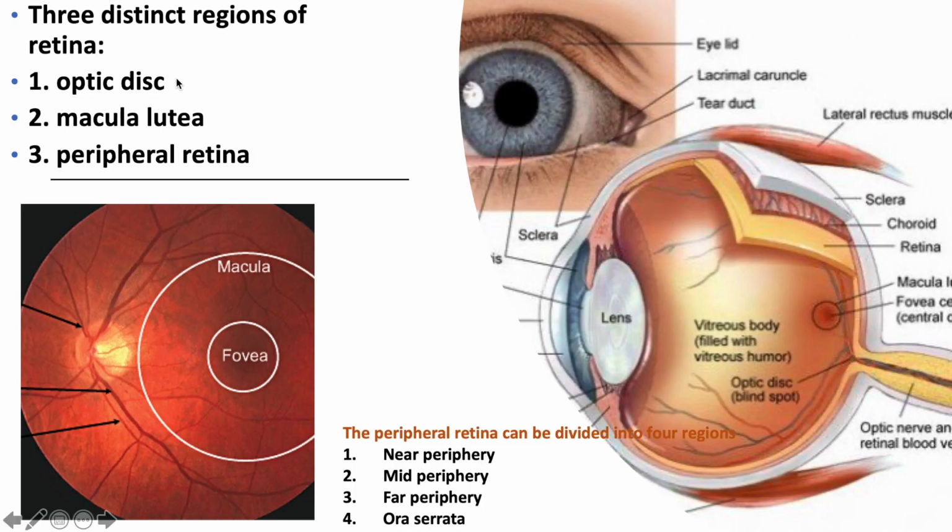Now there are 3 distinct regions within the retina. So you have the optic disc, and we also said the optic disc is where it starts and it ends. Remember, the optic disc was here where the mouse is pointing. So look at the image here where my mouse is pointing on the right side of your screen.